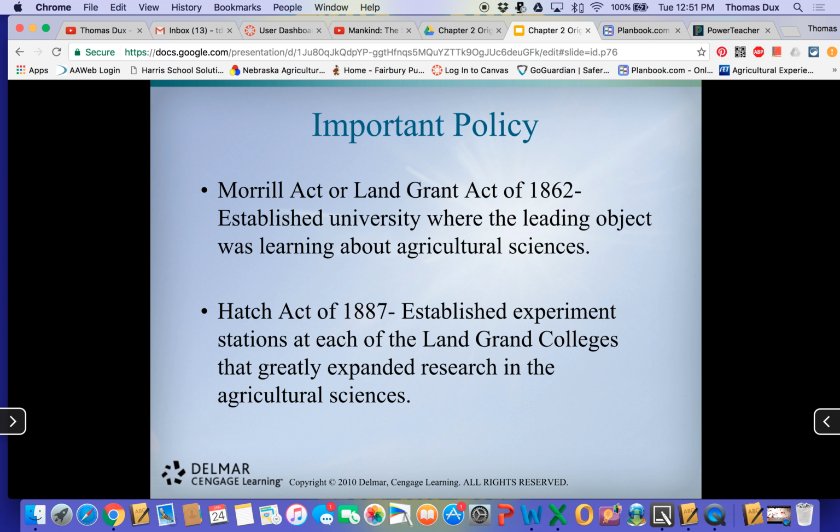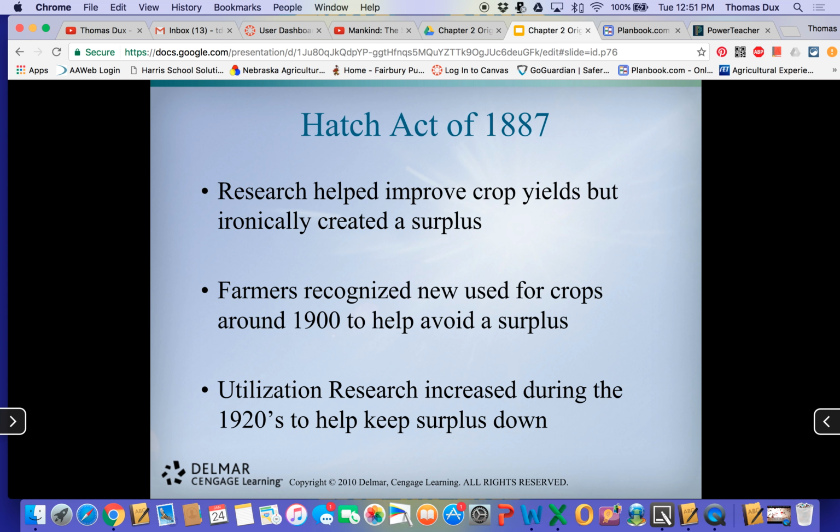So with these land grant, sorry, I didn't spell it right again. That's supposed to be land grant colleges. We got all these experiment stations going to be put up to actually have scientists experiment with different crops in different parts of the United States. Okay? And that's going to lead us into what this Hatch Act again did. The research helped improve crop yields, but also created a surplus. And that's where we're going to get into utilization and market research here in just a second.